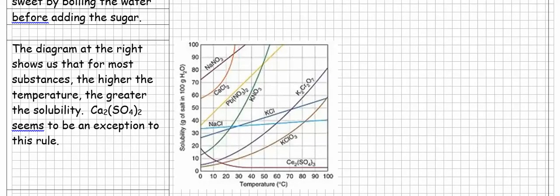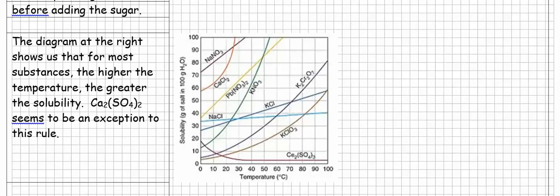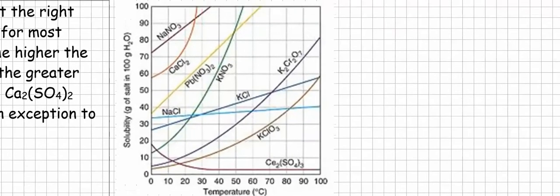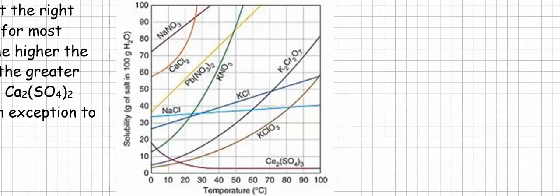The diagram at right shows us that for most substances, the higher the temperature, the greater the solubility. Okay? Calcium sulfate seems to be an exception to this rule. So let's take a look and try to understand this chart just a little bit better. I'm going to increase the size of it just a little bit if I can. There we go. And what I want you to see is this.